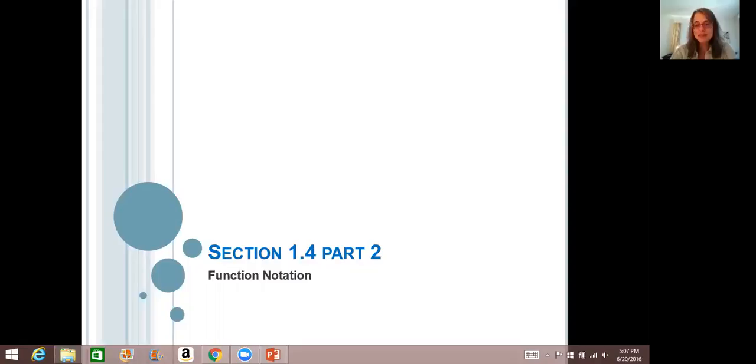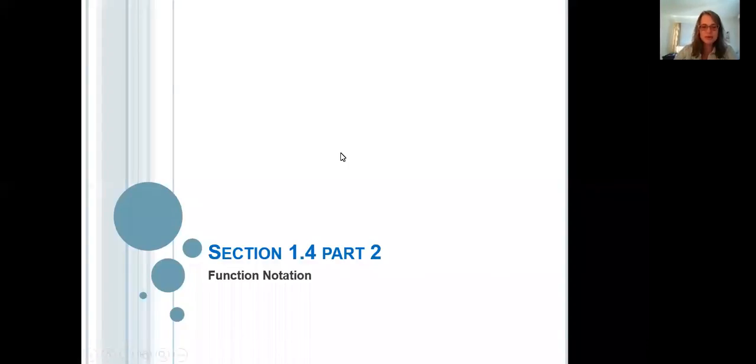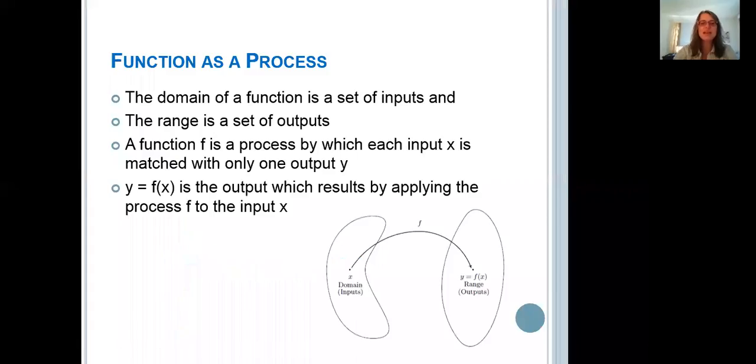We're going to continue section 1.4 and talk about function notation. So in the last video, I introduced functions, just the basic concept and definitions of functions. Today, we're going to talk about function notation. Function notation is just a way to talk about the names of functions.